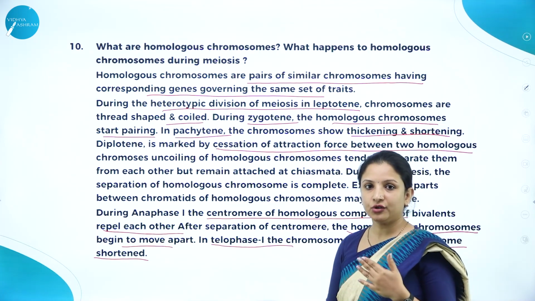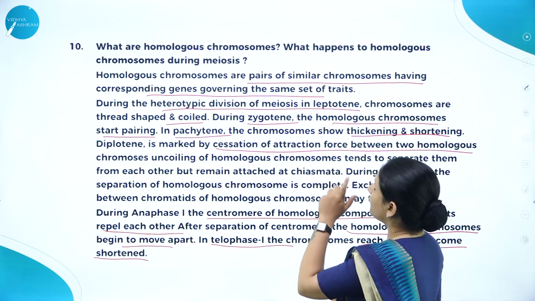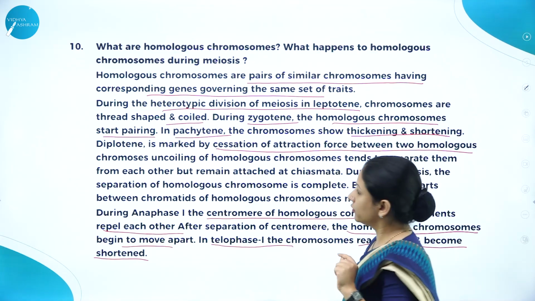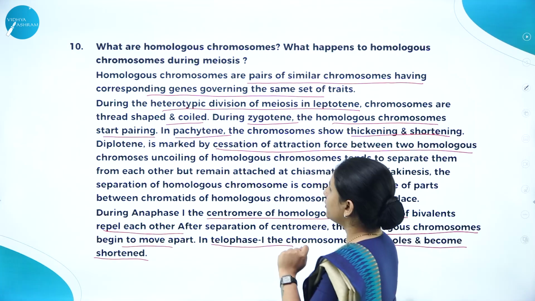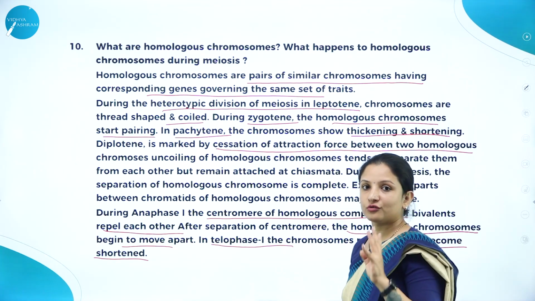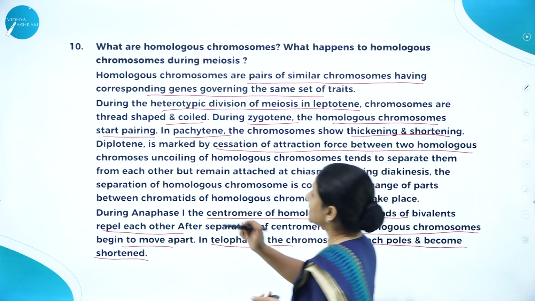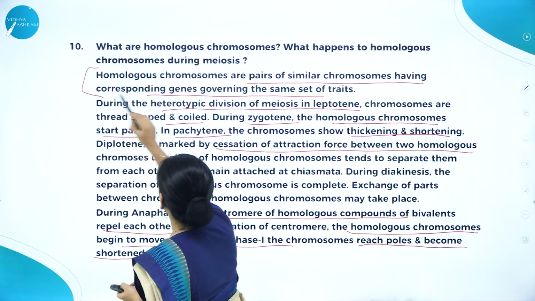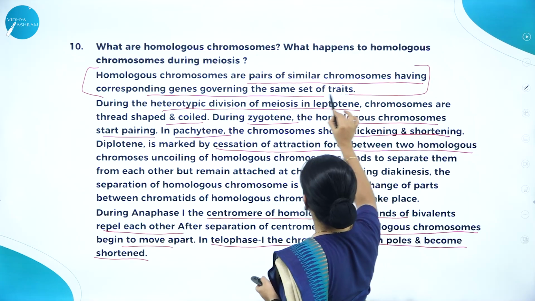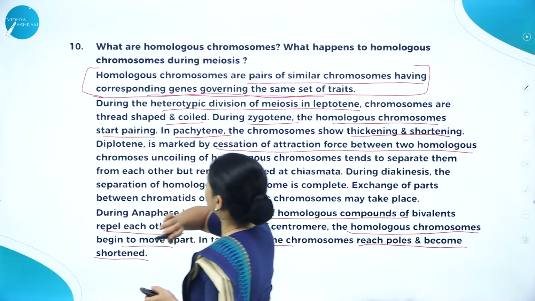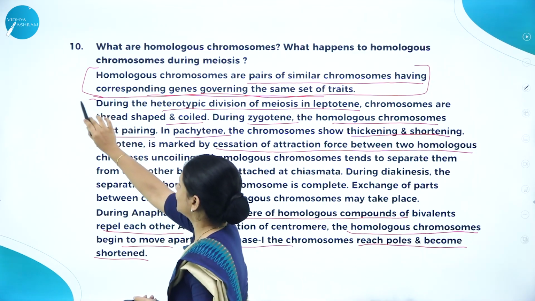I hope you understood. Let me explain once again. What was the first question? What are homologous chromosomes? Homologous chromosomes are pairs of similar chromosomes having the same set of genes or similar traits. So much. That is called homologous chromosomes. So this is the answer for the next question.